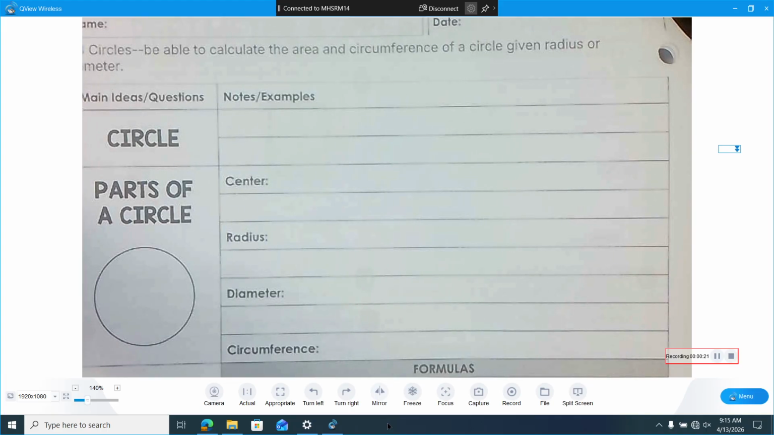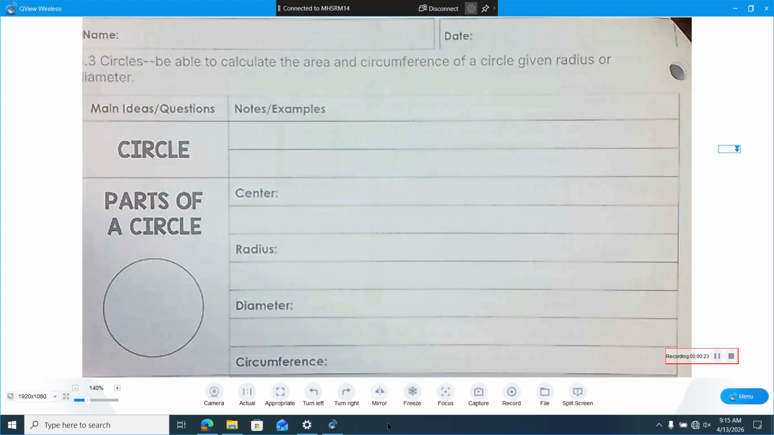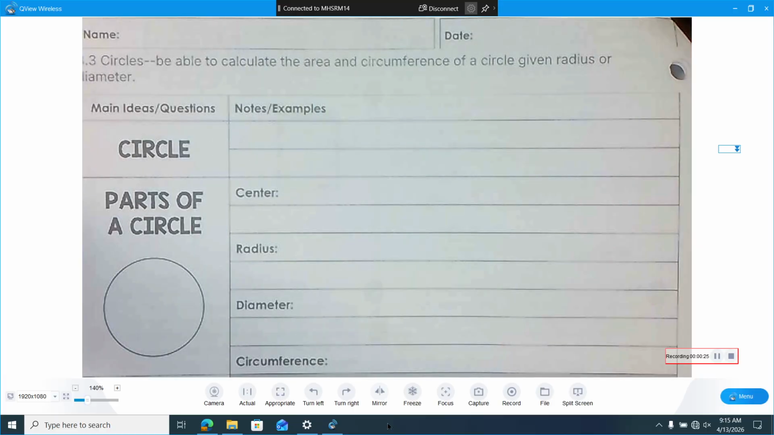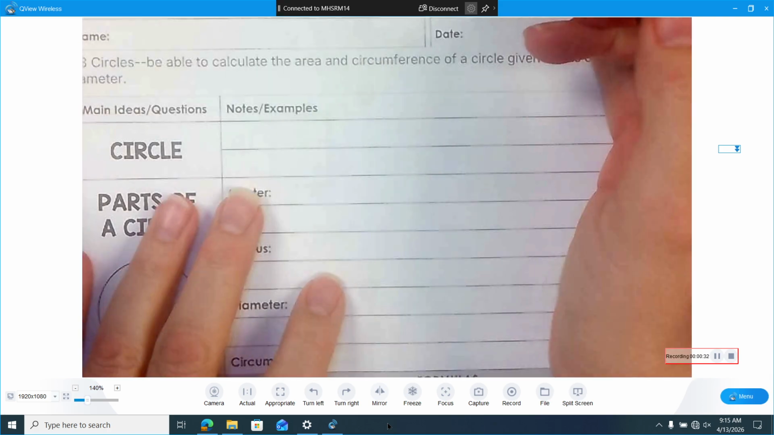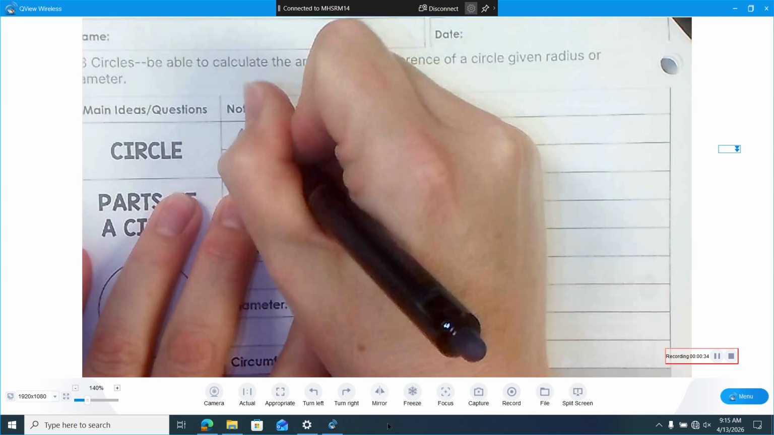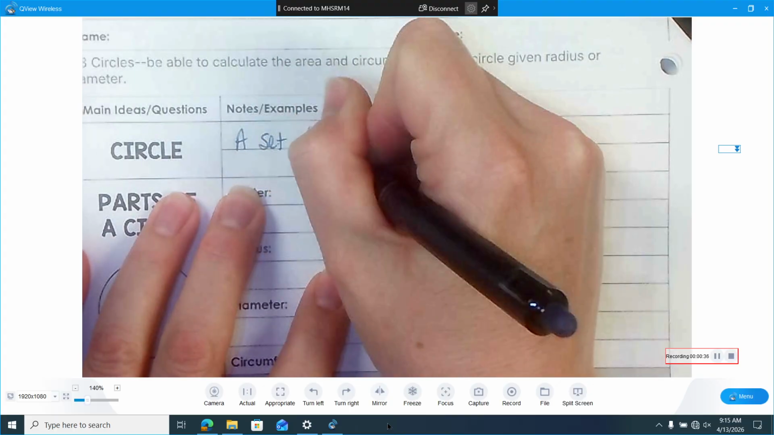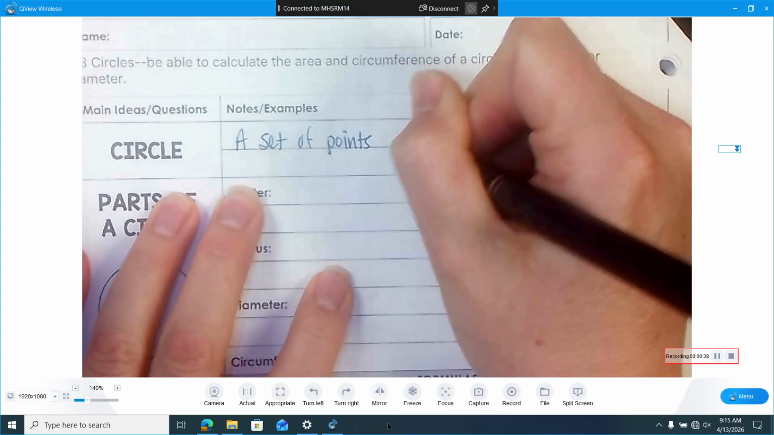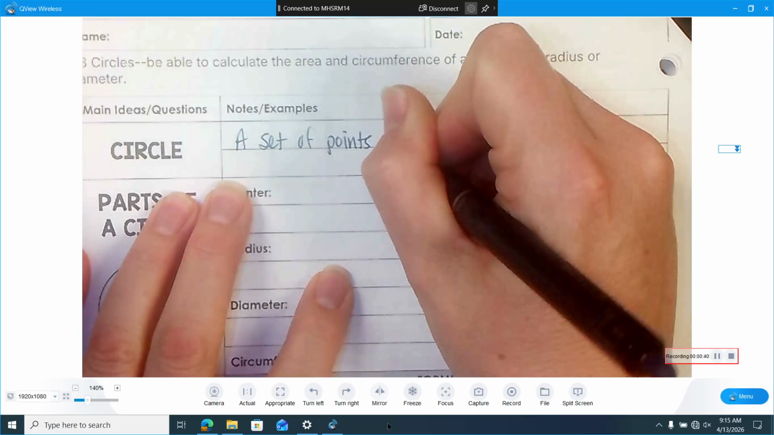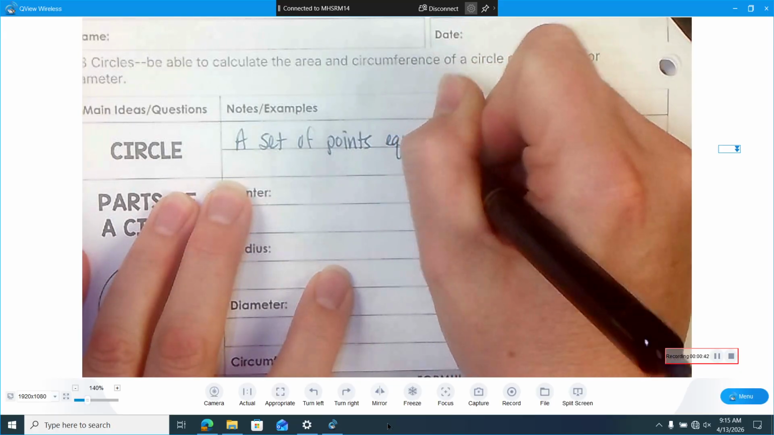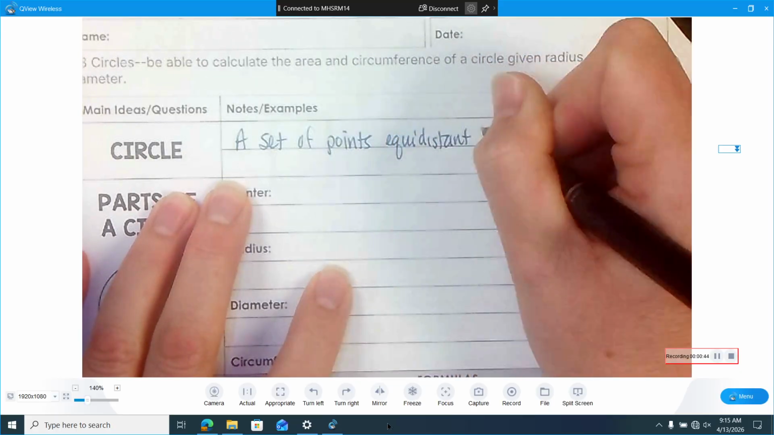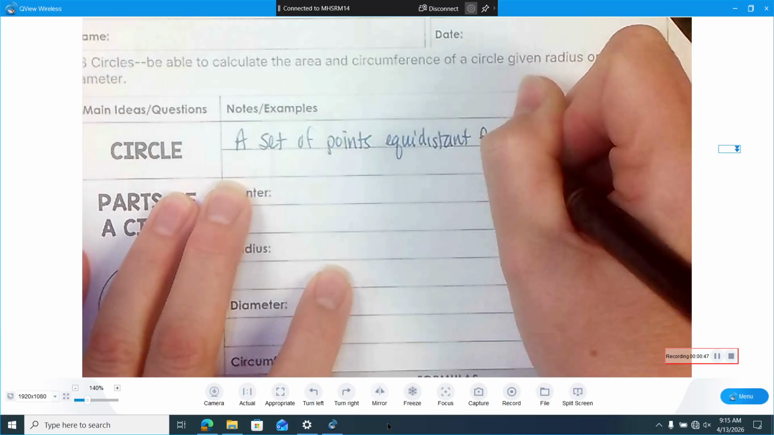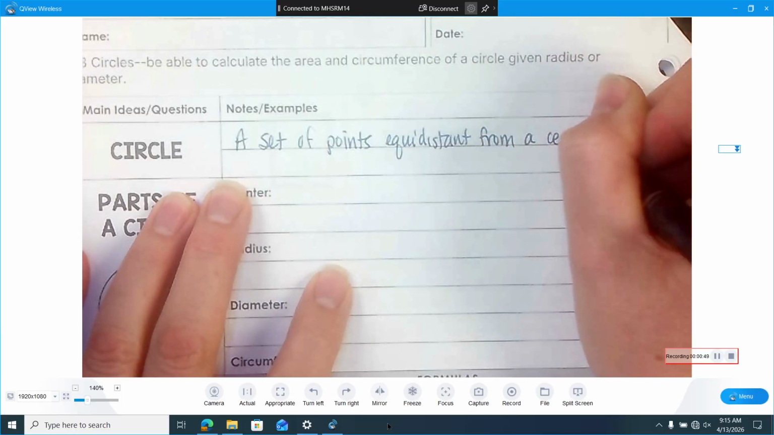All right, we are talking about circles today. We want to be able to calculate the area and circumference of a circle given the radius or diameter. So a circle is a set of points equidistant from a center.